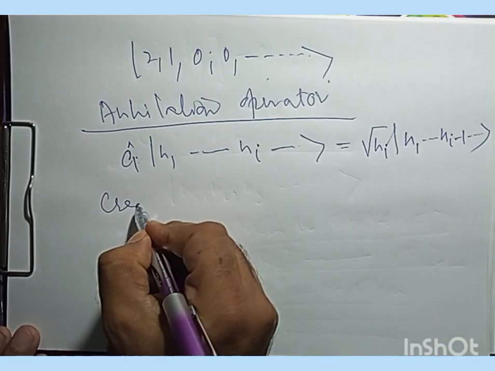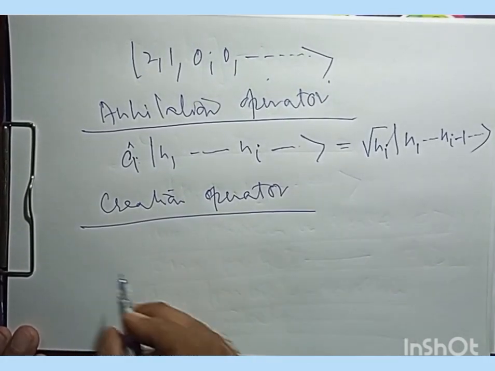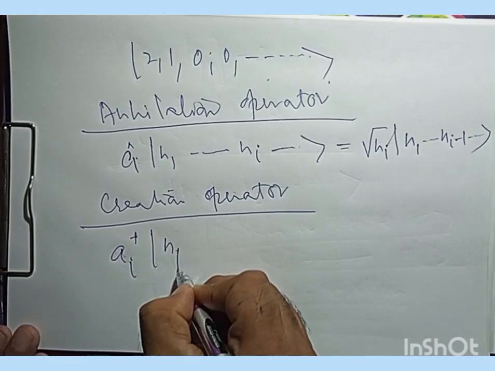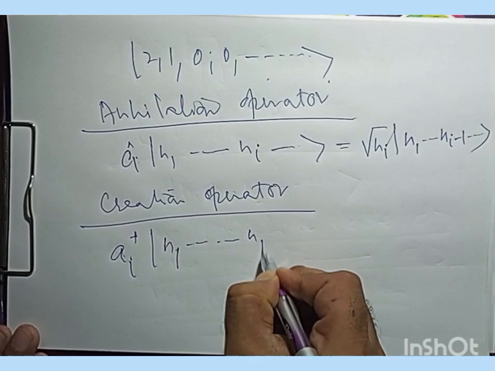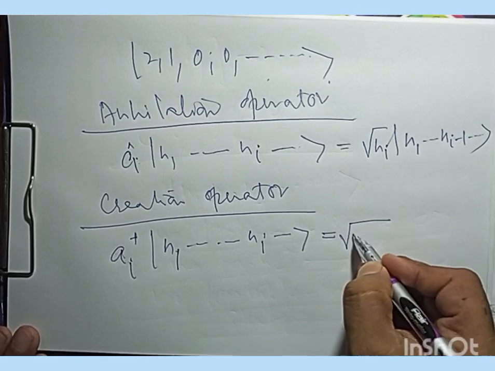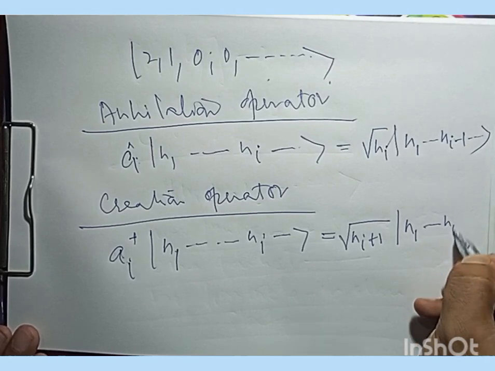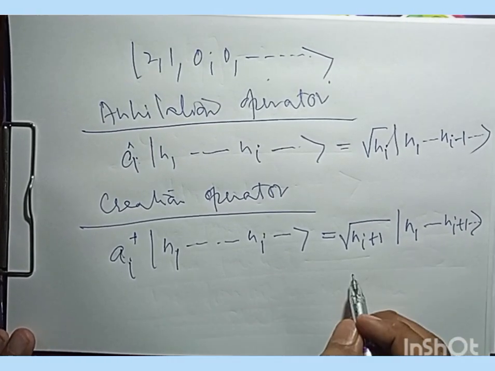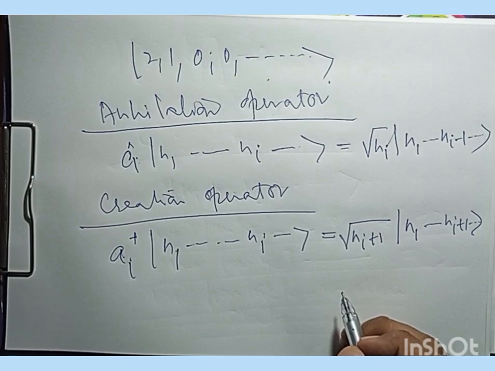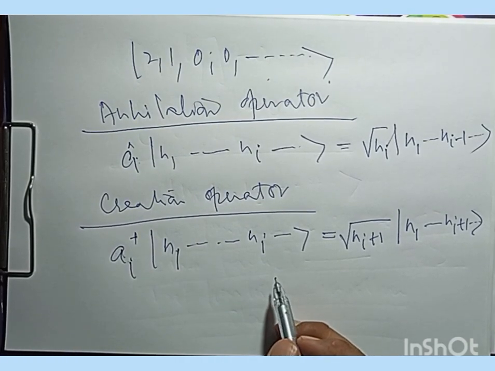Now, for the creation operator, I have a_i dagger acting on the general state |n1, ..., ni, ...>. What we get over here is under root of ni plus 1, then |n1, ..., ni plus 1, ...>. So here we are adding a particle to the ith state by executing the creation operator on this quantum state.